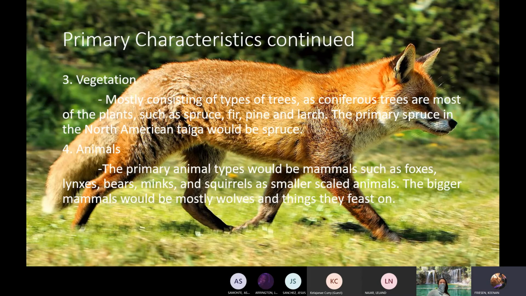Some more primary characteristics would be, for the vegetation, it's mostly coniferous trees, and those trees typically consist of spruce, fir, pine, and larch, but spruce is the most common one in the North American area. The primary animals would be things like foxes, lynxes, bears, minks, and squirrels too, but I'd say the most deadly or dominant animal would be wolves.